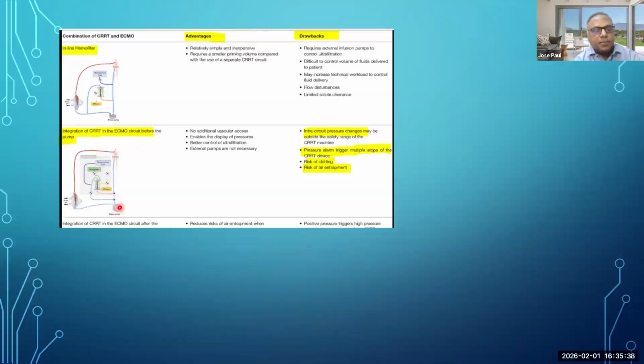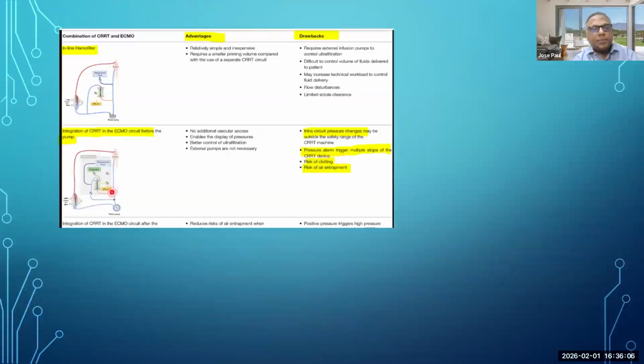So this is the pump of the ECMO machine. The inlet for the CRRT machine is here. Then the blood is returned again back into the pre-pump segment. And as I already told, in this part of the pump the pressures are negative. So there will be multiple pressure trigger alarms.